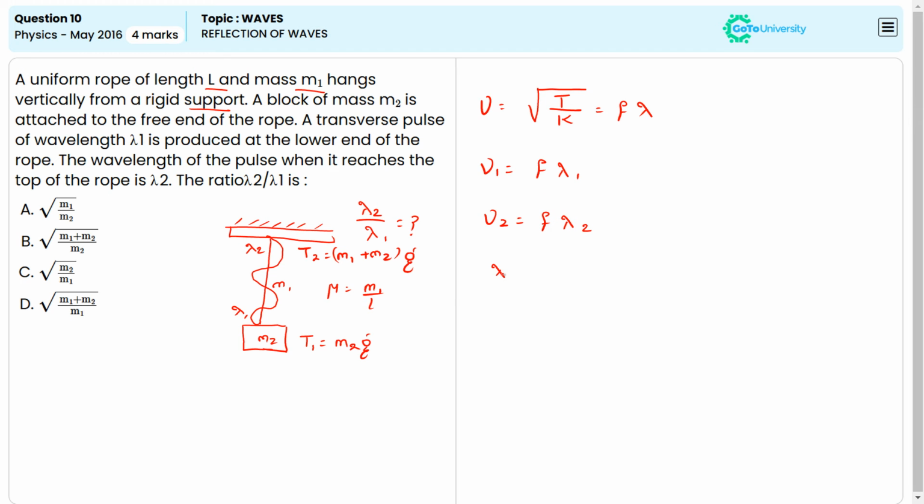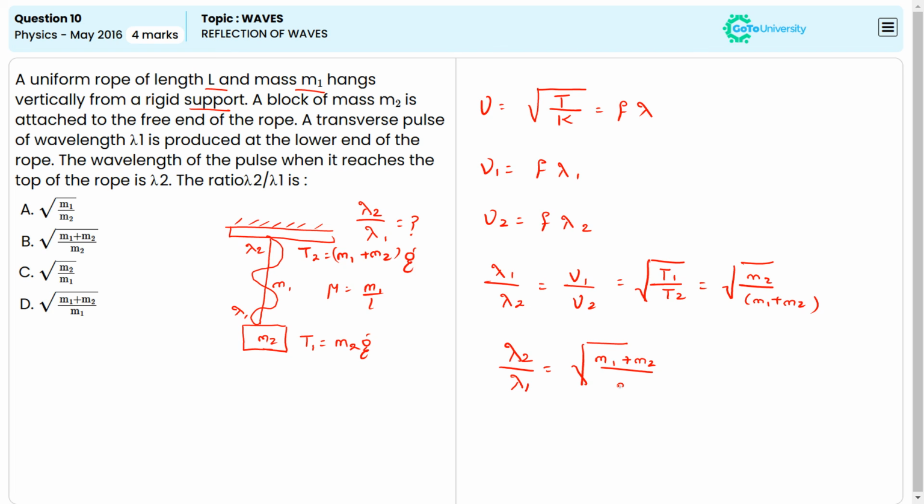Then we can take lambda 1 by lambda 2, which is equal to v1 by v2. Then we can write it in terms of square root of T1 by T2. Then I can write the value, that is square root of m2 divided by (m1 plus m2). This is the value of lambda 1 by lambda 2. But the ratio asked is lambda 2 by lambda 1, which is just the reciprocal: square root of (m1 plus m2) divided by m2. So option B is the right answer here.